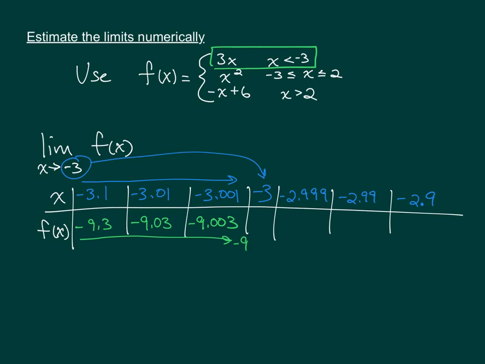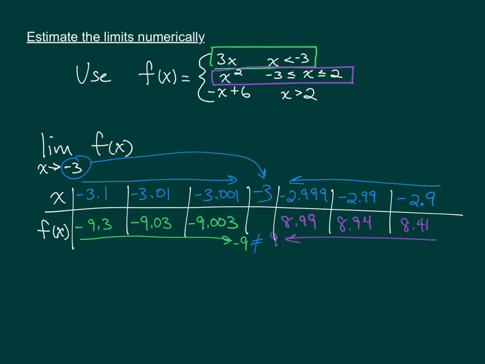Now from the right side of this x value -3, we need to use this middle function, because this middle function is what exists as you approach -3 from the right. So when you substitute these values in for x in this function, x squared, you'll get the following three values. So we have these values now for the function, and it looks like as x approaches -3 from the right, the function values approach +9.